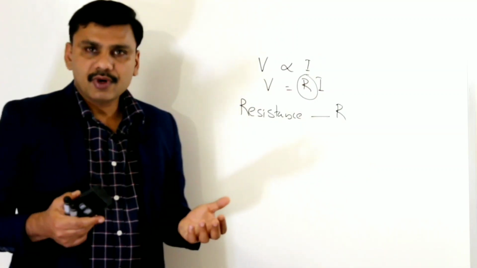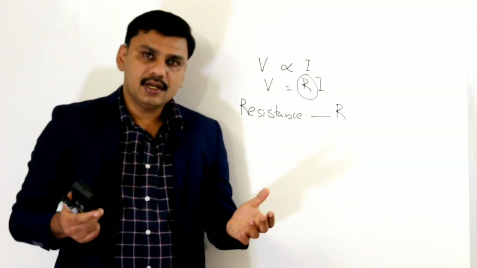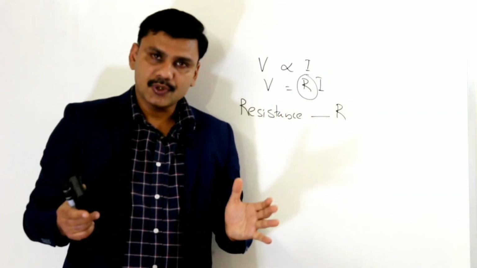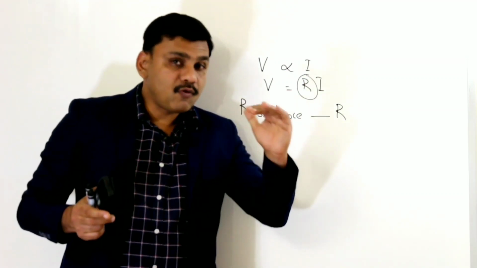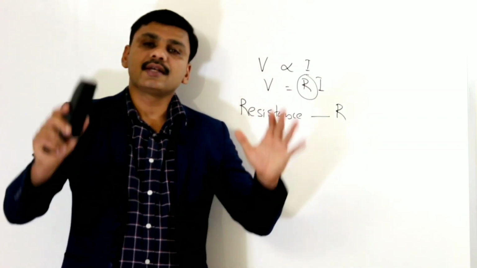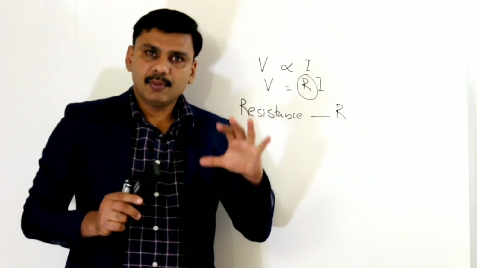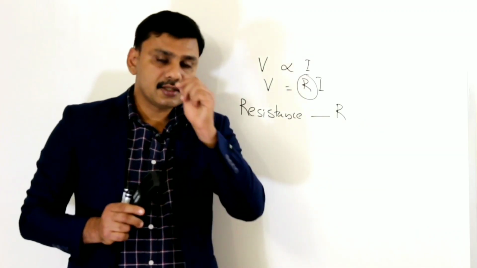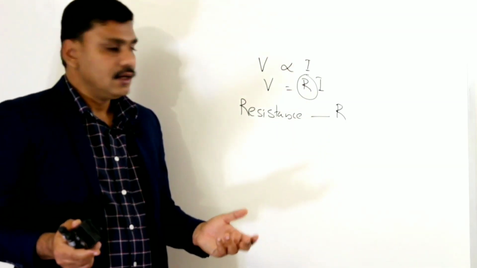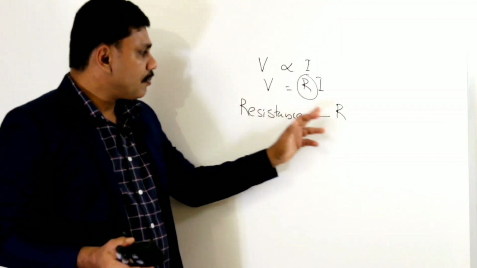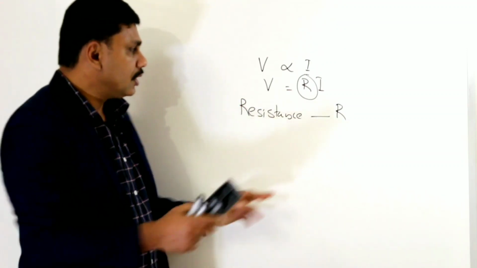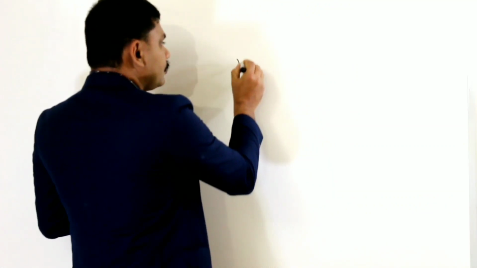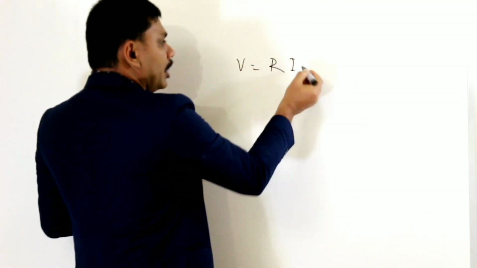So resistance is the property of the material by which it opposes the flow of current. From one material to another, resistance will change. Metals provide less resistance. Insulators give higher resistance. Resistance is represented by R. So the relation now becomes V equal to R into I.